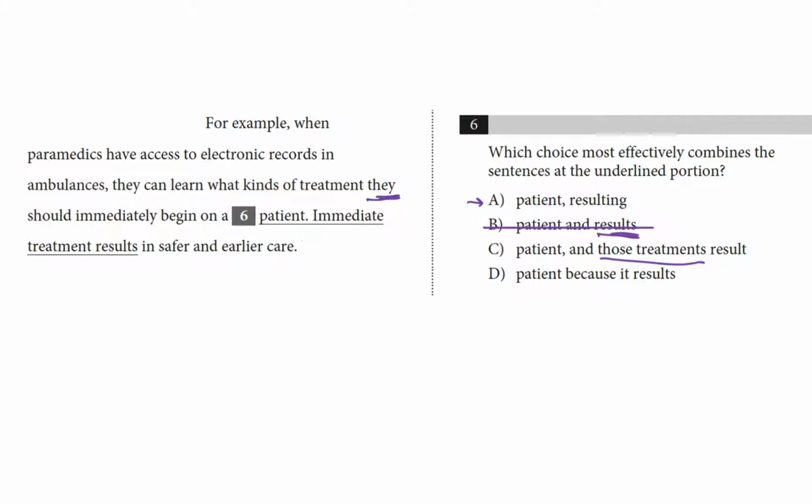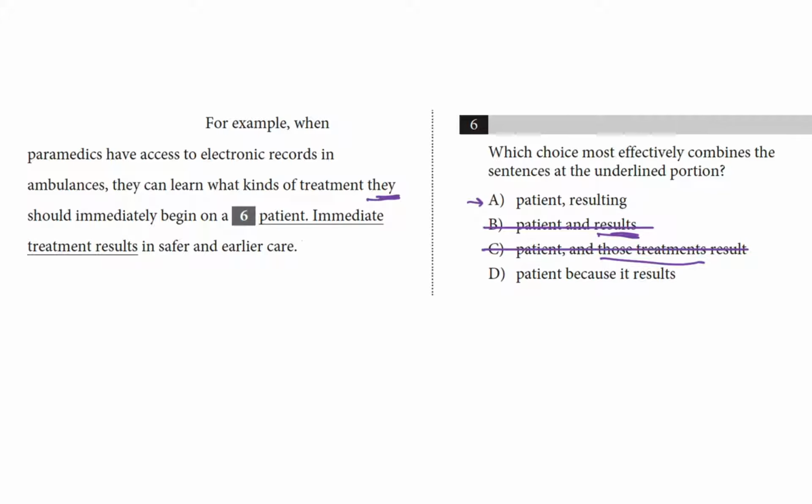The problem with this choice is that it confuses the subject. What is the thing that is resulting in better care? Is the sentence trying to say that the treatments result in better care? No, it isn't. That would be like saying treatments result in better treatments, which doesn't make sense. What this sentence is trying to get across is that paramedics having access to electronic records in their ambulances results in better treatments, cause and effect. So we can cross this one off because it confuses the cause and effect relationship of the sentence. It confuses what the sentence is trying to say.